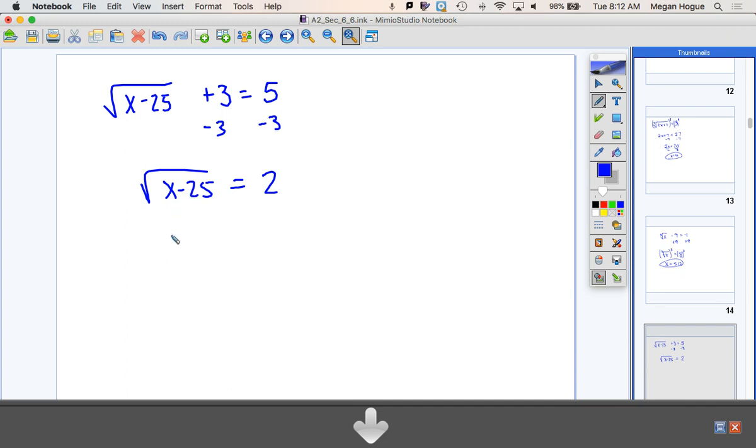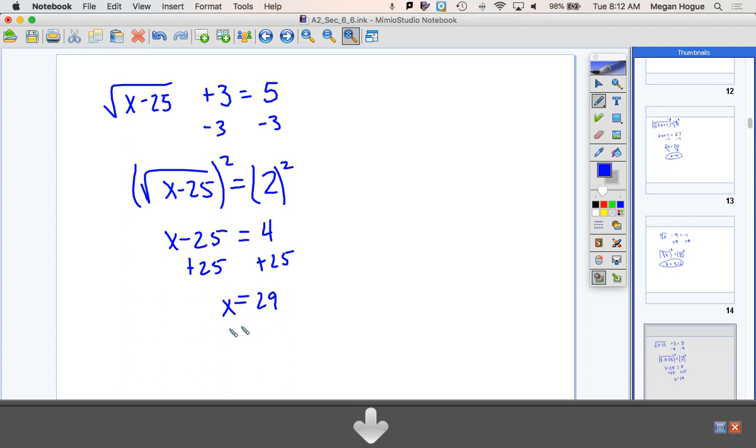Not this time. Square, because the index is 2. So you just got to pay attention to that index. When it's on our paper, it's a little bit easier. So x minus 25 equals 4. Now add the 25. X equals 29.